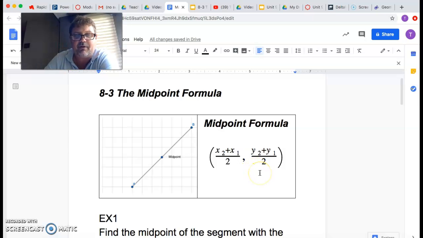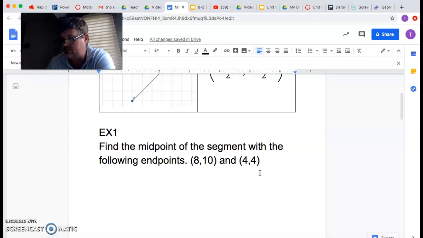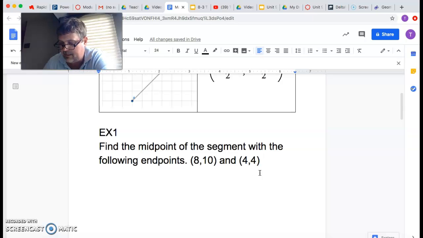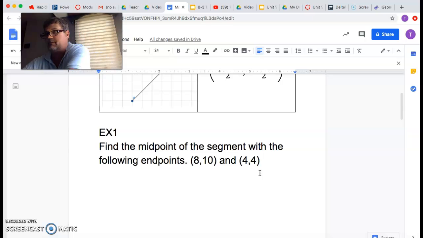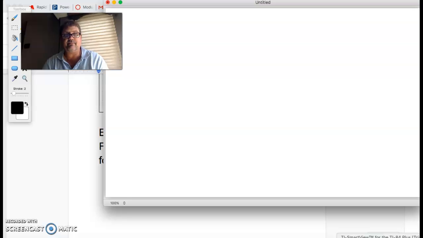So let me come down here and do a problem with you, a very simple one right out of the gate here. And so this one says, find the midpoint of the segment with the following endpoints. And we've got 8, 10, and 4, 4. So I'm going to go through and compute that with you really quick. I've got to get my writing pad out here, my digital pad. And there's my digital pen. So, all right, so to calculate this, and I know you've probably already done it, some of you are really fast.